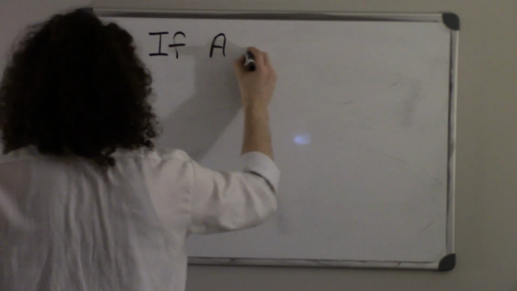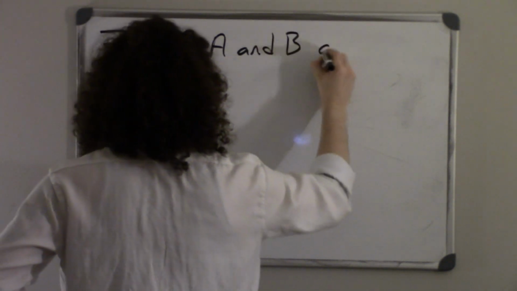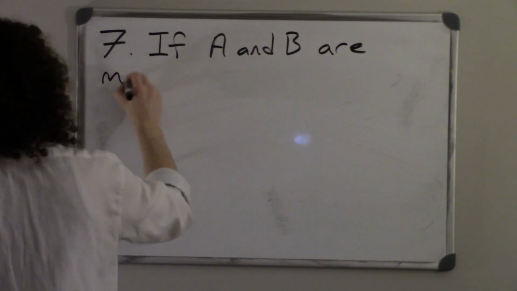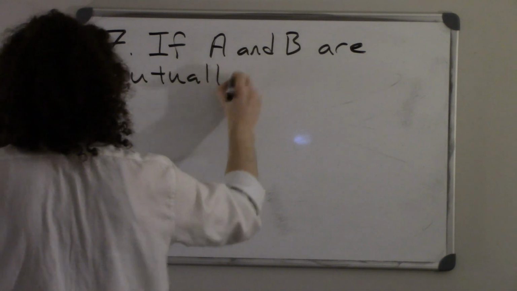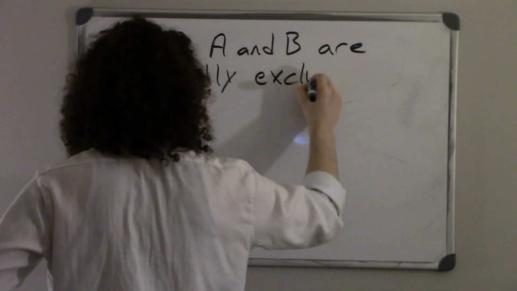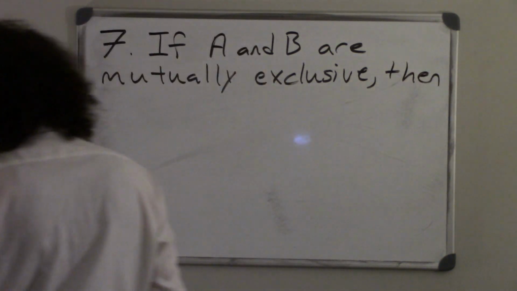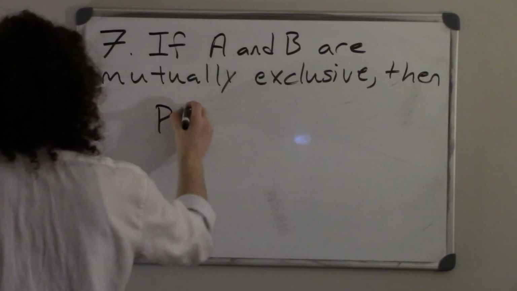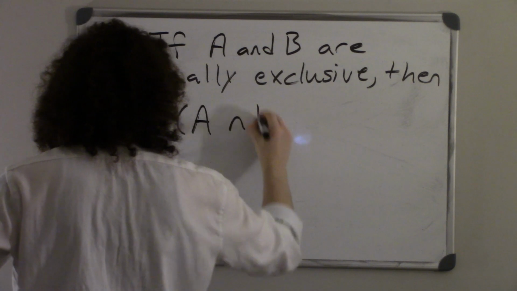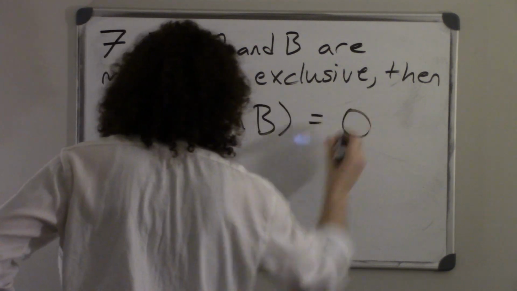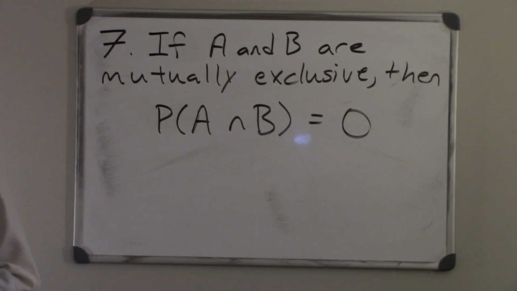All right, so now let's move on to our next law of probability. It is related, but this is the 7th law. Once again, we're going to start with: if our events A and B are mutually exclusive, then the probability of the intersection of A and B is equal to 0.